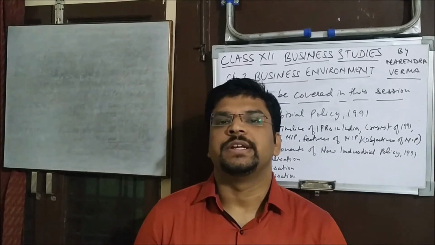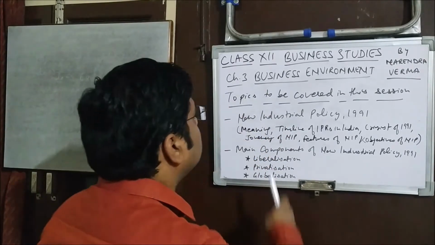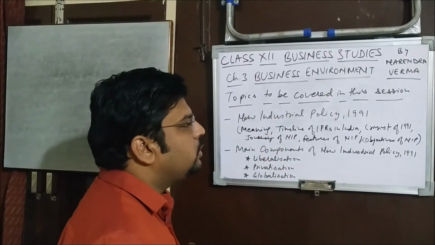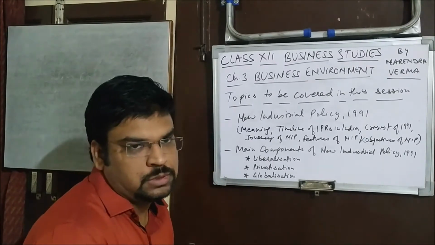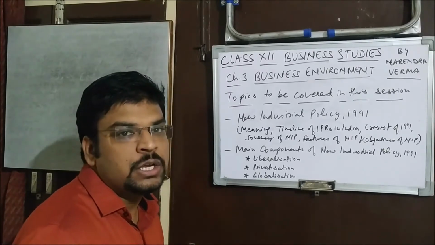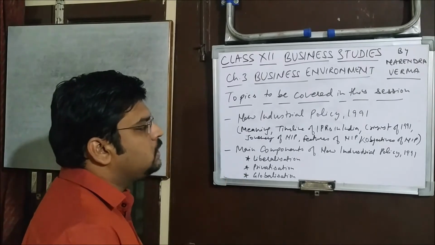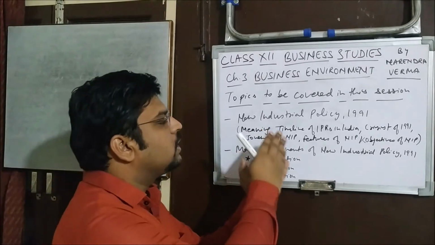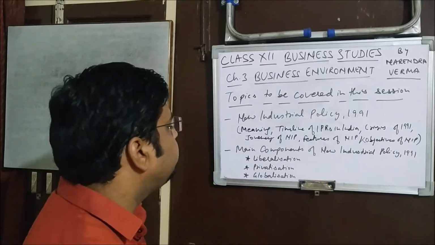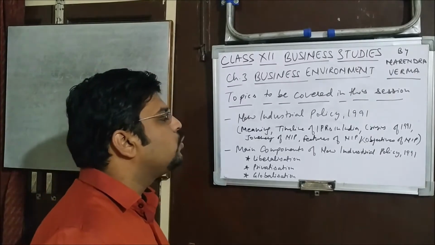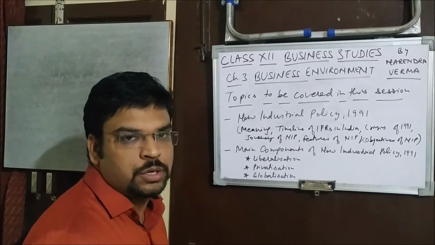As you know very well, we are dealing with Chapter 3 in Business Studies for Class 12, that is Business Environment, right? In today's session, we are going to cover New Industrial Policy 1991, which is also known as New Economic Policy. We'll discuss the meaning of industrial policy, then the timeline of industrial policy resolution in India, then the crisis of 1991, the journey of new industrial policy, features of new industrial policy, and objectives of new industrial policy, right?